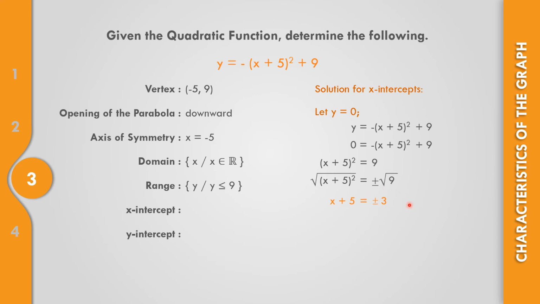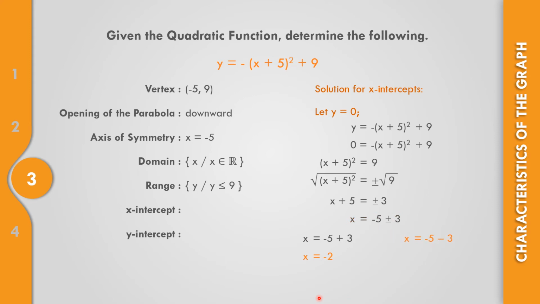Positive 5 going to the right side, we need to change the sign. And then the rest, copy x. Change the sign of positive 5 going to the right side, that becomes negative 5. And then copy positive negative 3. So let us solve the two values of x. First, negative 5 plus 3, so x is equal to negative 2.